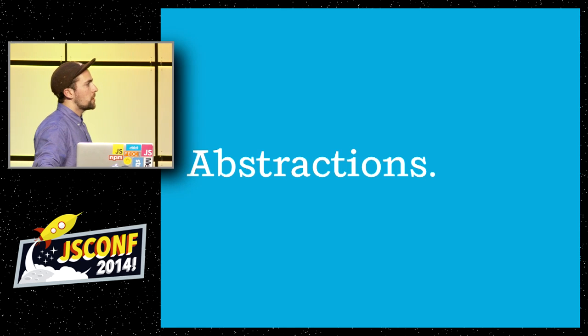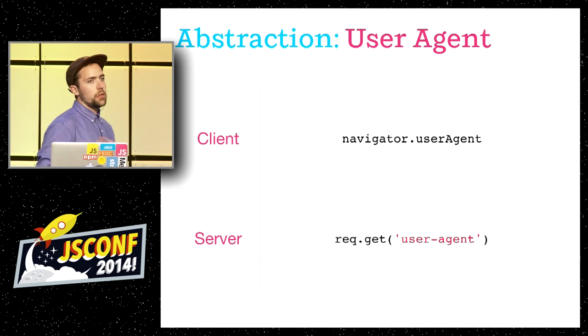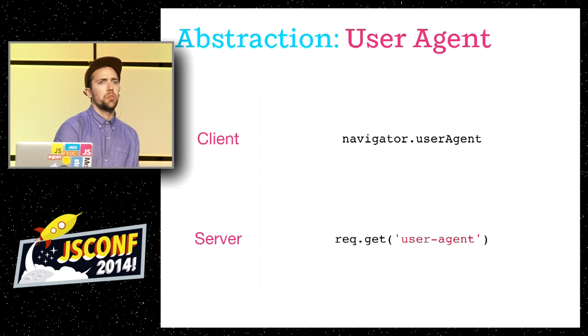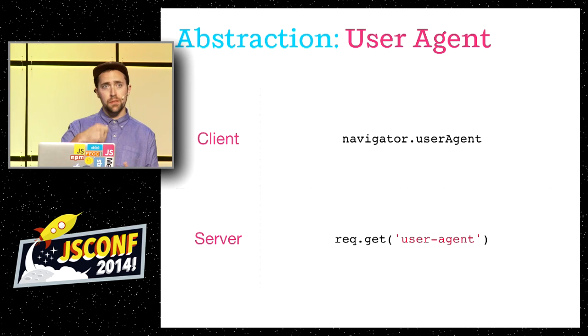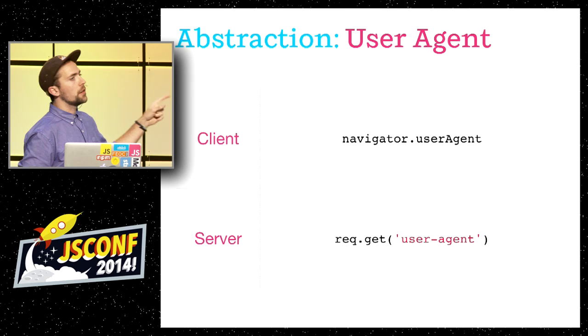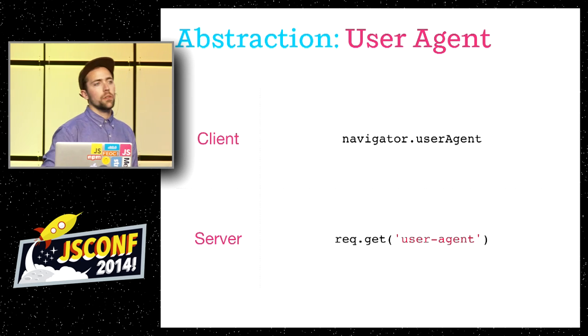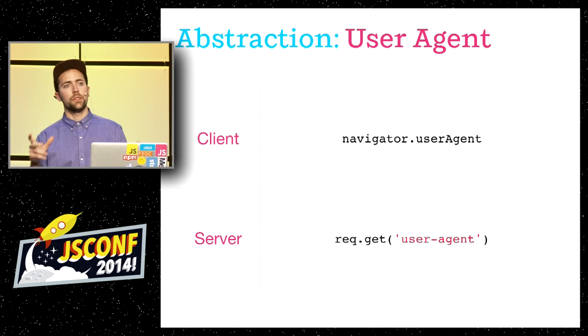There are a few abstractions that I'll mention. A simple one would be the user agent. Let's say you're writing a mobile web app or something, and you need to determine what platform the user is on. On the client side, you'd say navigator.userAgent. On the server, you actually have to look at the HTTP header, the user agent header that's attached to the request.